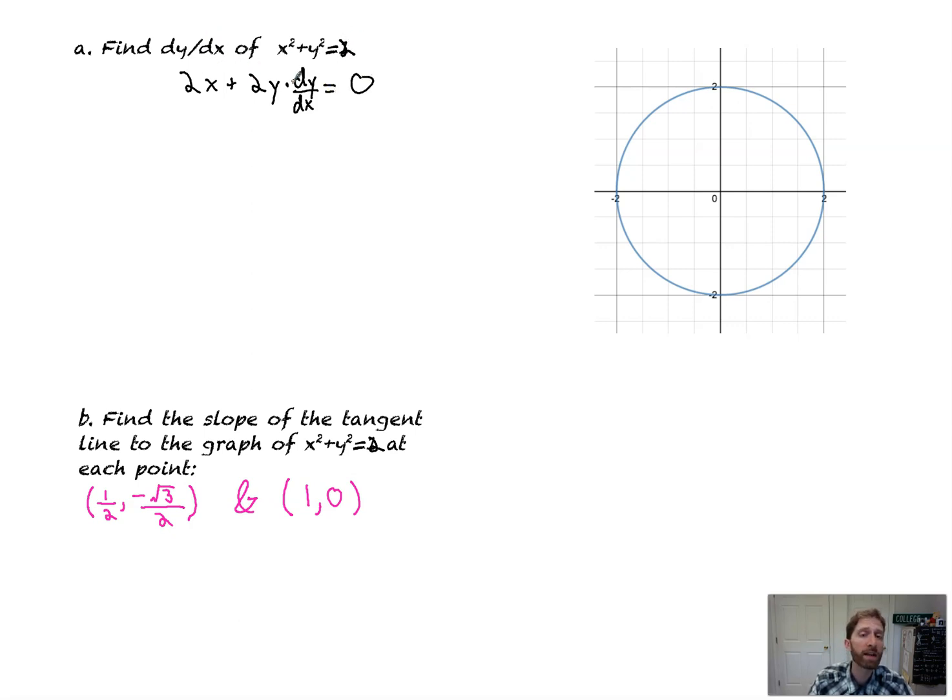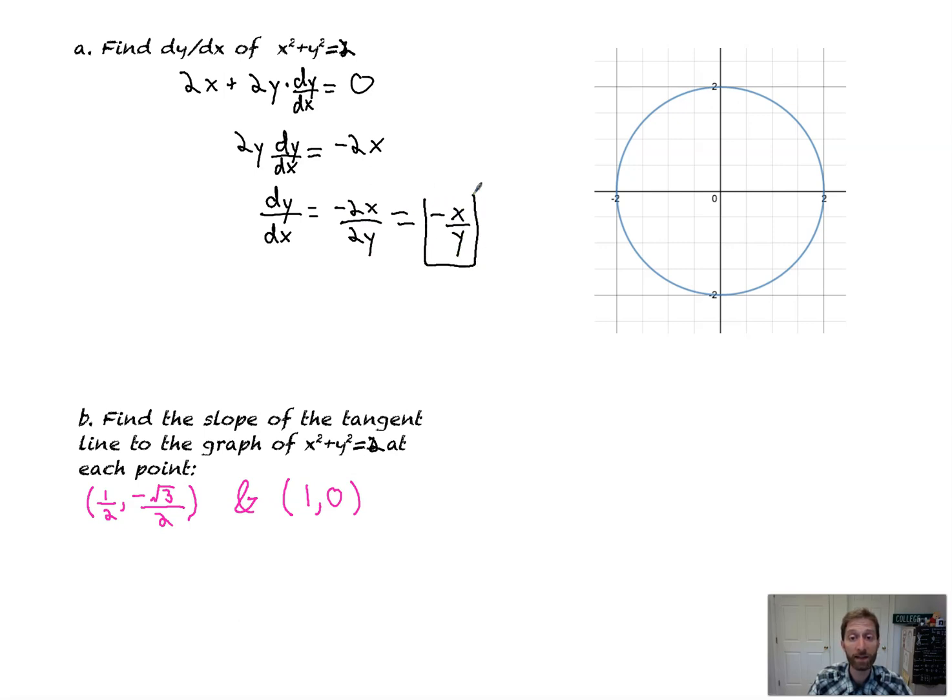So if we're finding dy dx, we now need to solve for it. So I subtract 2x from both sides, literally treating dy dx like it is the only variable that we need to isolate in an equation. Now I divide both sides by 2y. So dy dx is equal to negative 2x over 2y. And the 2's cancel, leaving us with minus x over y.